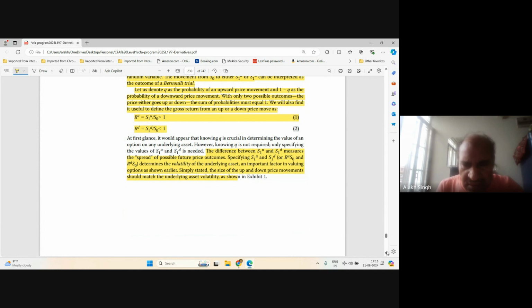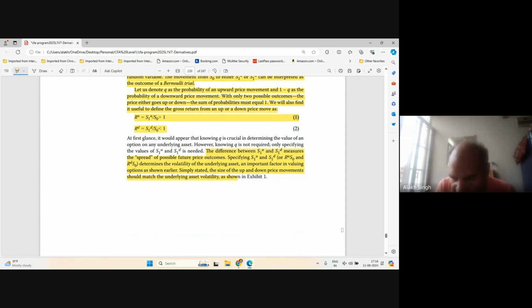Now, why do we need this? RU minus RD gives us the spread or volatility per unit. In absolute terms, S1U minus S1D gives us the volatility in real numbers, and RU and RD give us the ratio of the volatility with respect to S0.